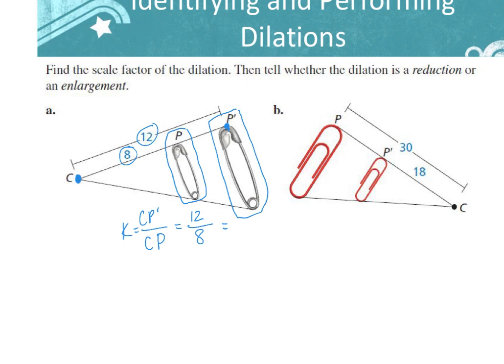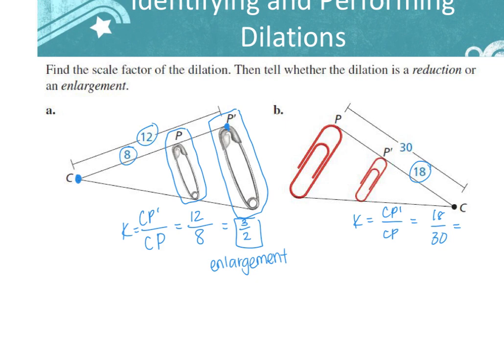Now, 12 over 8, you can reduce this. You can divide both the top and the bottom by 4, and you're going to get 3 over 2. And then we're going to write enlargement. Okay? So always simplify your fractions when you're finding the scale factor. K for the next one, so now we're going to find CP prime, which is 18. Let me write the equation down again. CP prime over CP, which is 18 over 30.